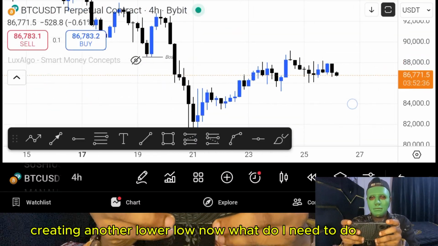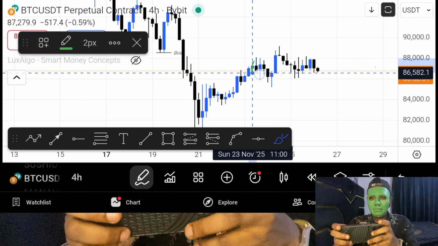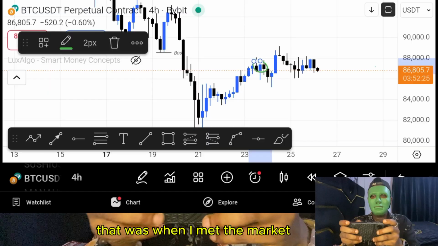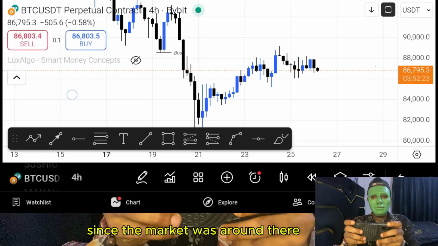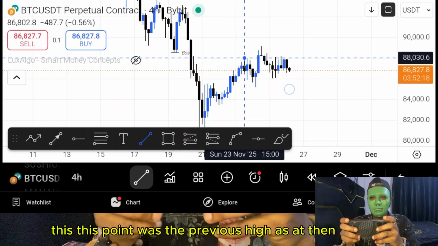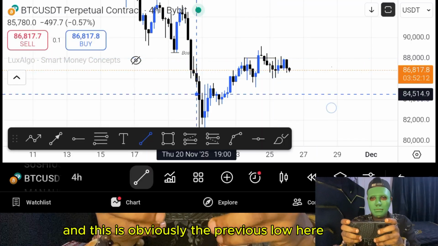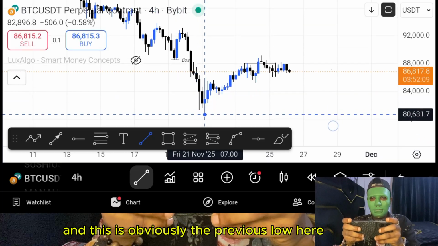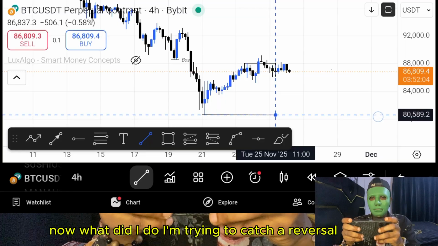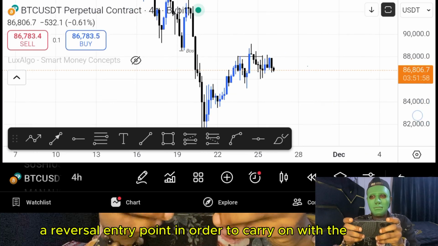Now, what do I need to do? I met the market when the market was around there. Sincerely, this is where I met the market. Since the market was around there, this was the previous high, the highest traded point as of then, and this is obviously the previous low here. Now, what did I do? I'm trying to catch a reversal entry point in order to carry on with the downtrend.